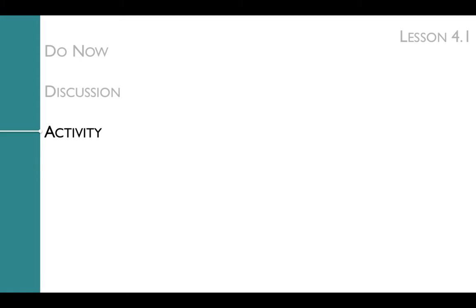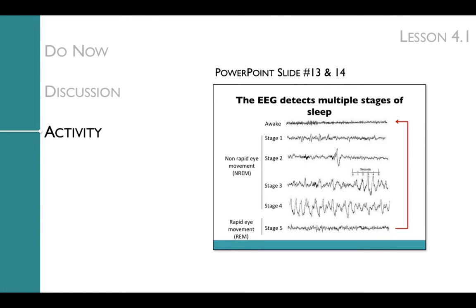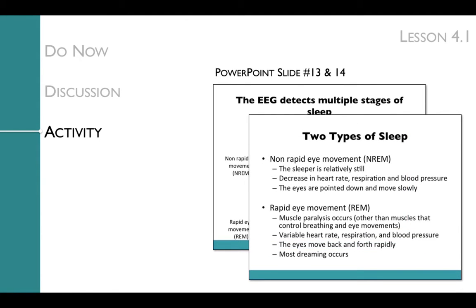The activity also allows you to introduce the concept that the EEG detects multiple stages of sleep, and that we can use the EEG to determine what stage of sleep someone is in. The activity concludes by introducing the 2 types of sleep: non-rapid eye movement, or NREM sleep, and rapid eye movement, or REM sleep.